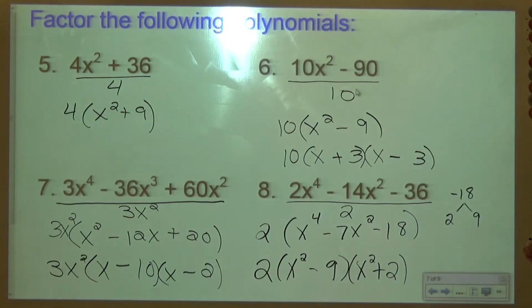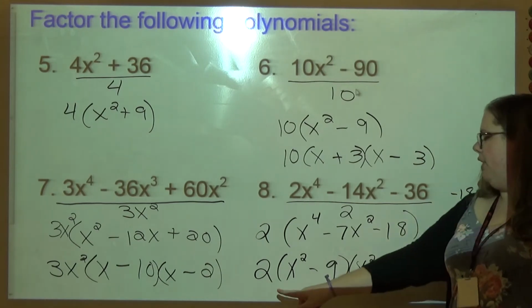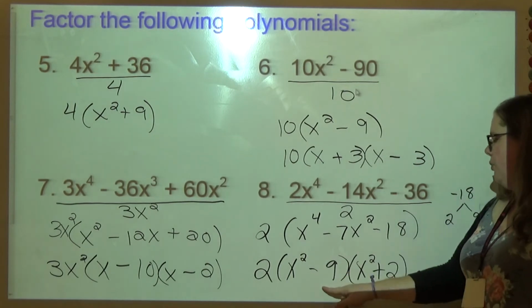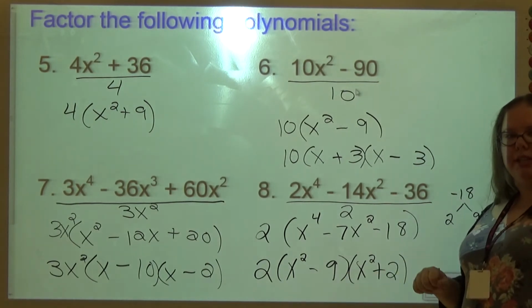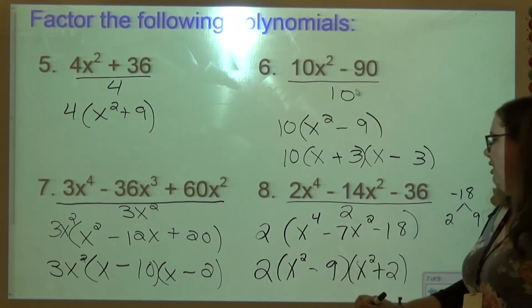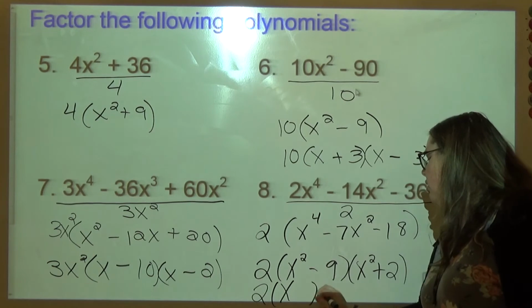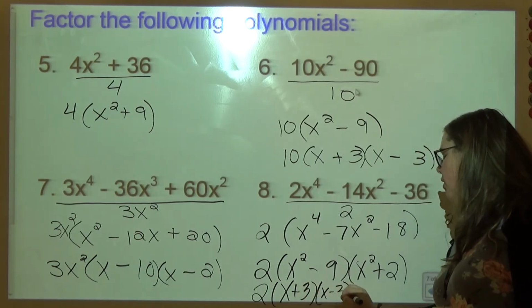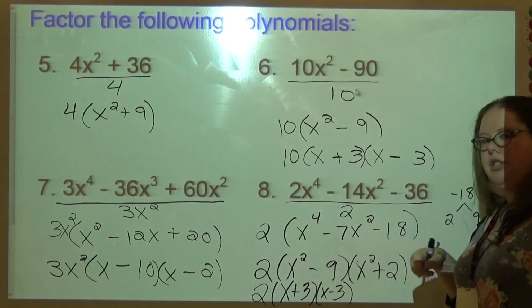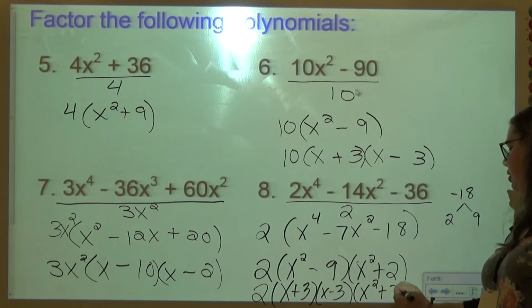But there's more. I feel like I'm in an infomercial. There's more to do. Look at what we have left. We have a 2, x squared minus 9, x squared plus 2. What can we do to x squared minus 9? That factors again. So we have our 2, x plus 3, x minus 3, because this is a difference of two squares. And then that x squared plus 2 is just chilling.